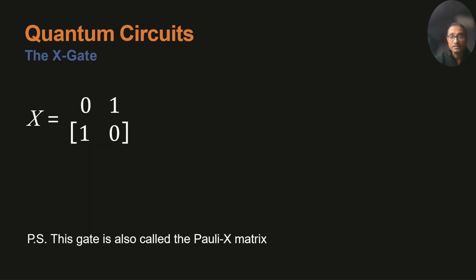An X gate is a simple matrix as indicated on the screen, and it is also called the Pauli X matrix. The only function it does is that when it acts upon a state, it changes or reverses the state for that particular qubit. What does it mean?